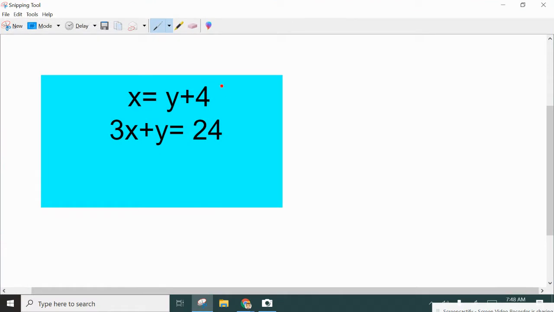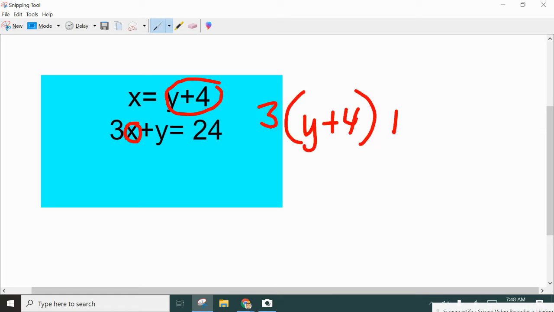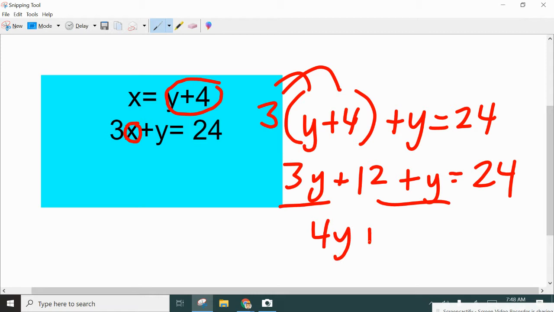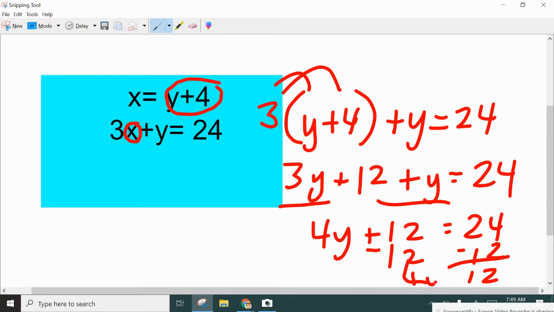All right, for this one, make sure this all goes right where the x is. Okay, so you're going to have now 3 times y plus 4 plus y equals 24. Then you're going to jump 3y plus 12 plus y equals 24. 4y plus 12 equals 24. Subtract 12. 4y equals 12. Y equals 3.